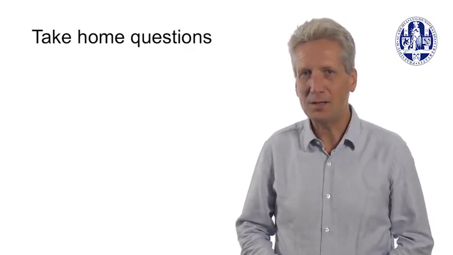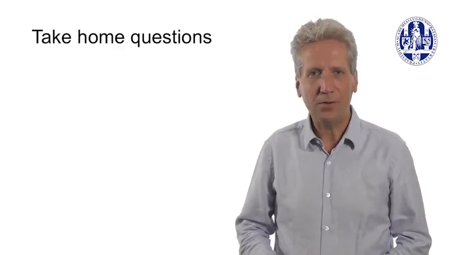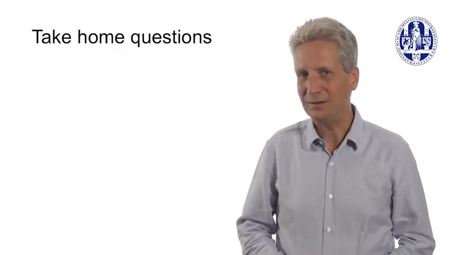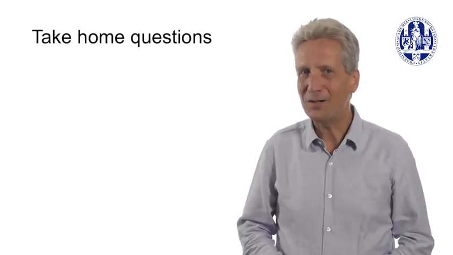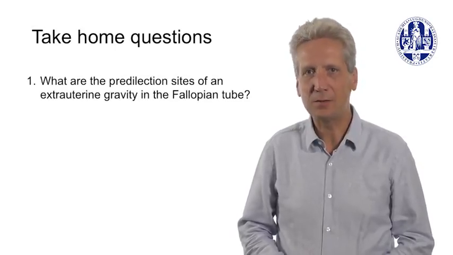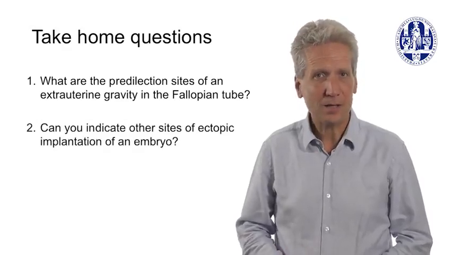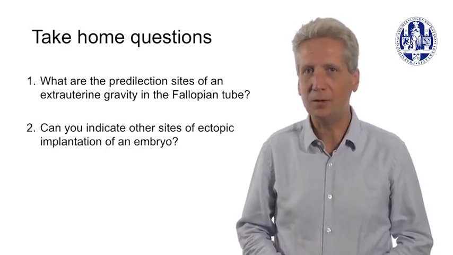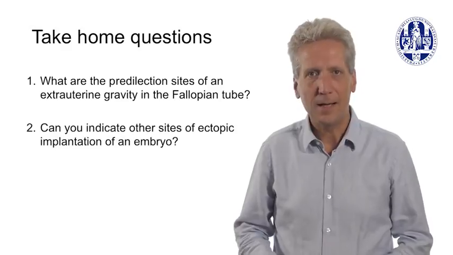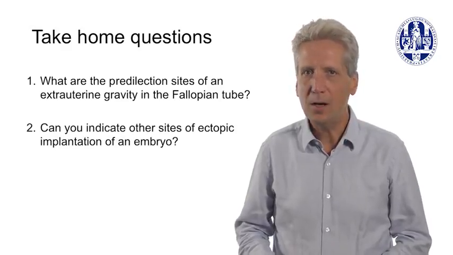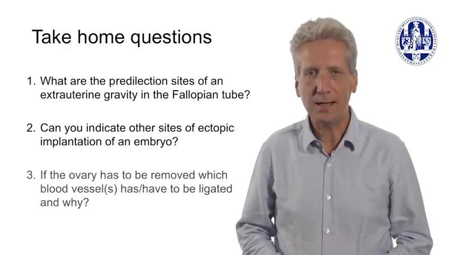And with this knowledge in mind, I invite you to think in more depth on the following questions. What are the predilection sites of an extrauterine gravidity in the fallopian tube? Can you indicate other sites of ectopic implantation of an embryo? And if the ovary has to be removed, which blood vessels have to be ligated and why?